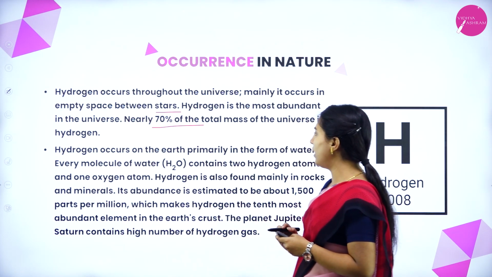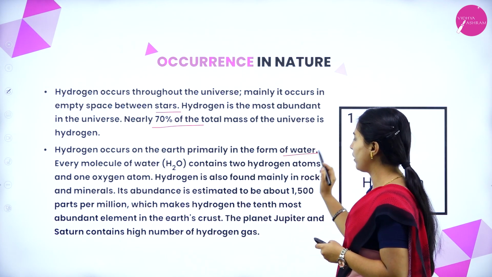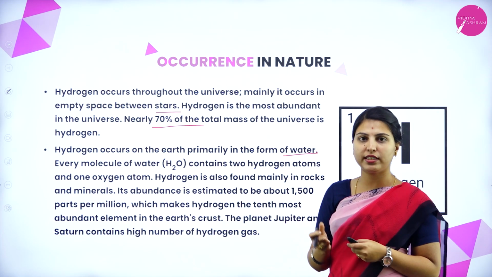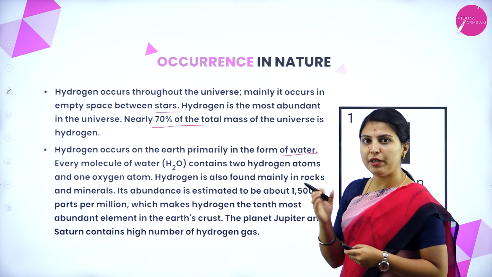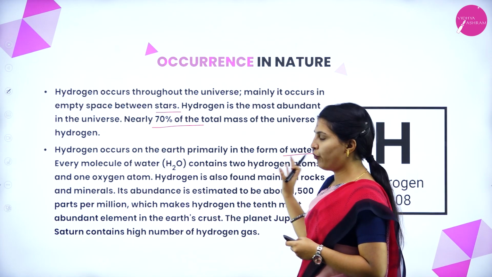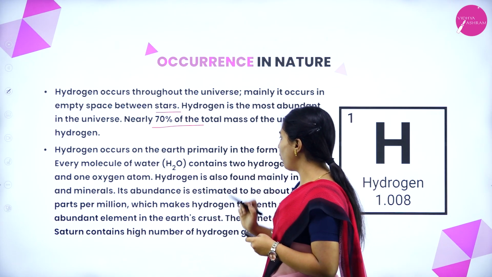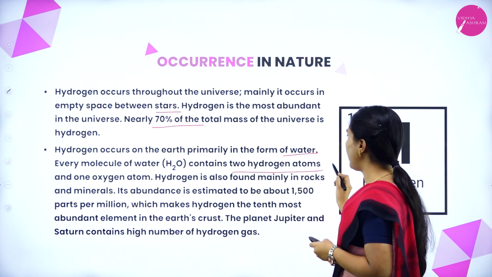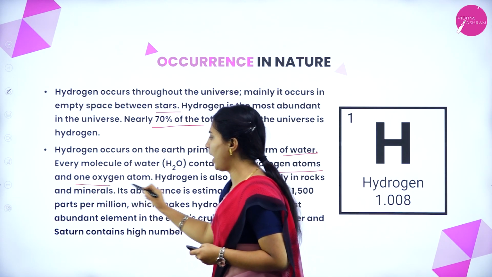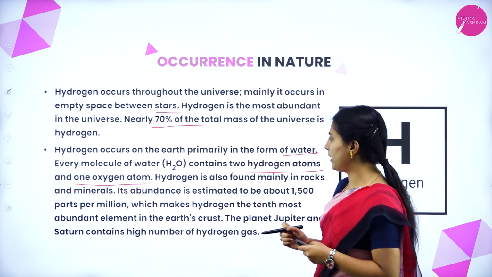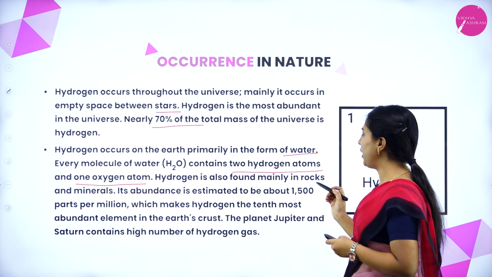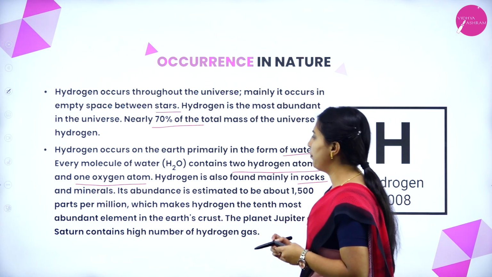Hydrogen occurs on the earth primarily in the form of water. Individual hydrogen you cannot see on the earth. So, it will be available in the form of water, that is H2O. Every molecule of water, H2O, contains 2 hydrogen atoms and 1 oxygen atom. That we know already.